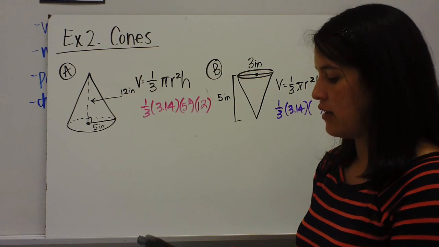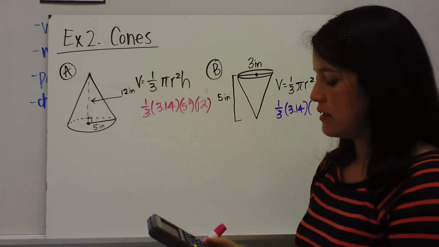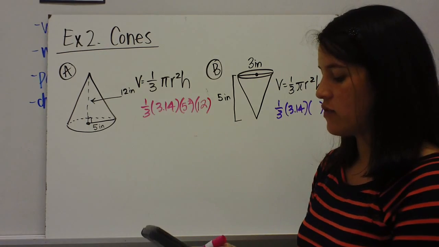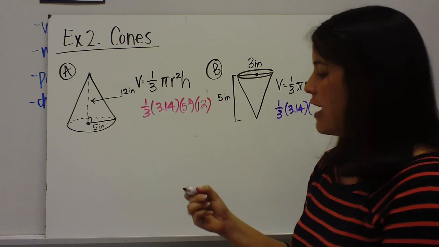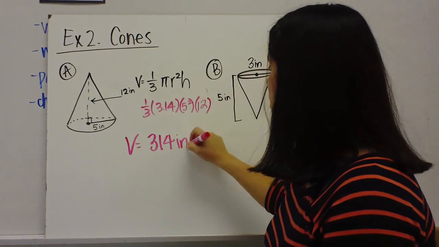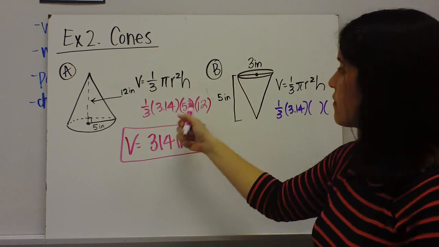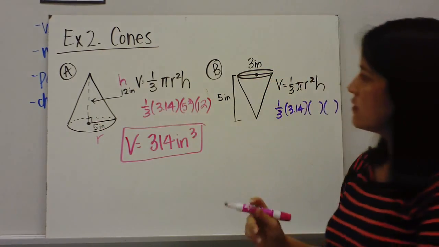So then I can type that in. 1/3 times 3.14 times 5 squared times 12. And our volume is 314 inches cubed. Nice and whole number. Again, I have my radius and my height.